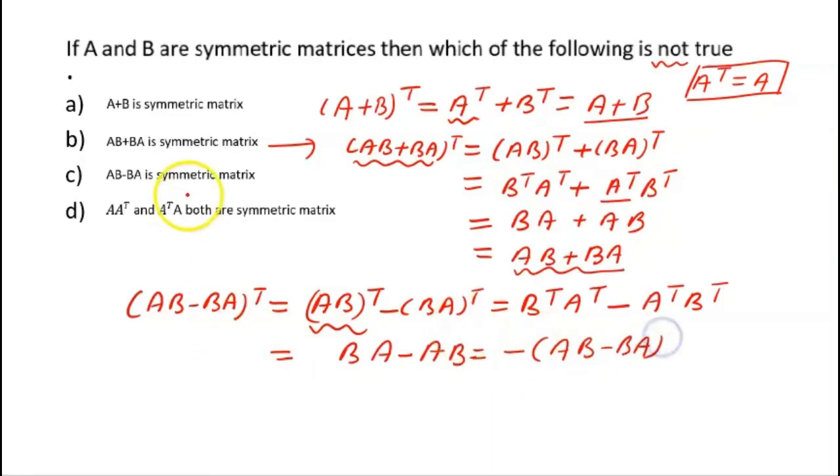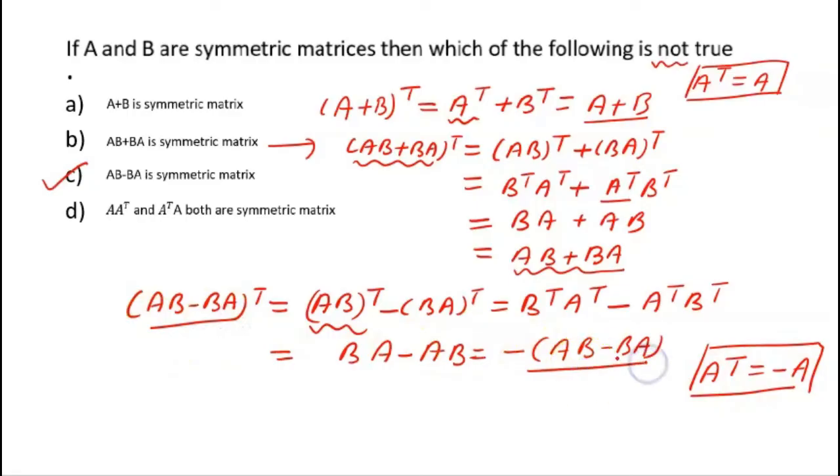Yes or no? So is this a symmetric matrix? No, this is not a symmetric matrix. This is a skew symmetric matrix. What is the definition for a matrix to be skew symmetric? The definition is that A transpose should be equal to minus A. And here we note that if I take the transpose of this, we get minus of this thing. So that is why it is a skew symmetric matrix.